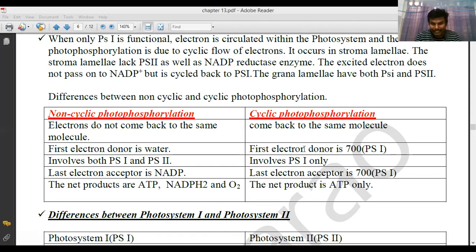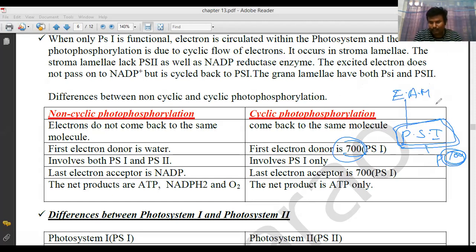In cyclic photophosphorylation, the first electron donor is PS1. From the environment, from the sun rays, it will take electrons. PS1 means P700, it absorbs 700 nanometers. From this 700 nanometers, it will absorb electrons. Those electrons are transferred to the electron acceptor molecule. Non-cyclic photophosphorylation involves both PS1 and PS2. In cyclic, only PS1 is involved.